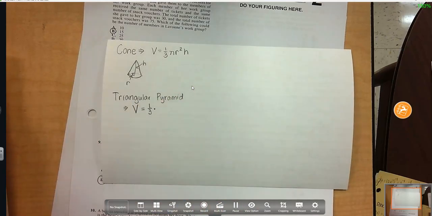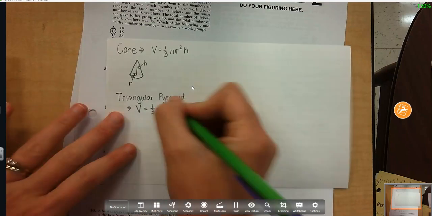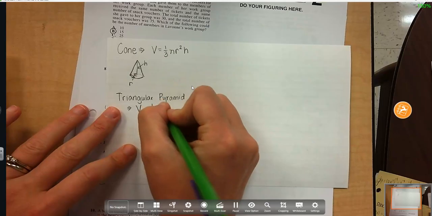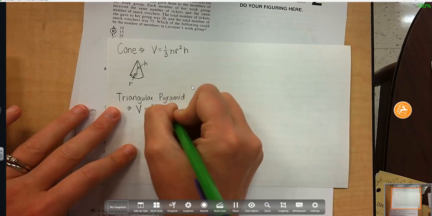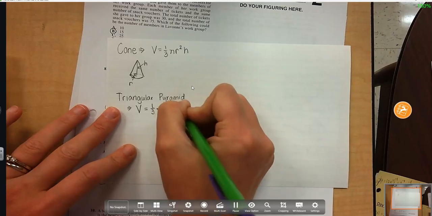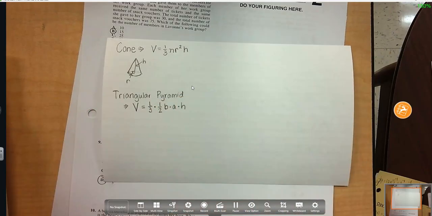times the area of a triangle, which is 1/2 base times height. We don't want to use height because we also have the height of the pyramid, so I'm going to call it altitude. So 1/2 B times A times H. Now, if you want to, you can simplify this one and make it 1/6 B times A times H.